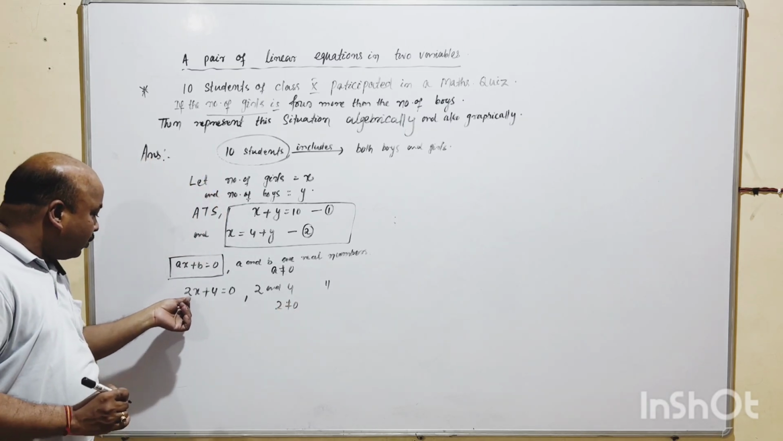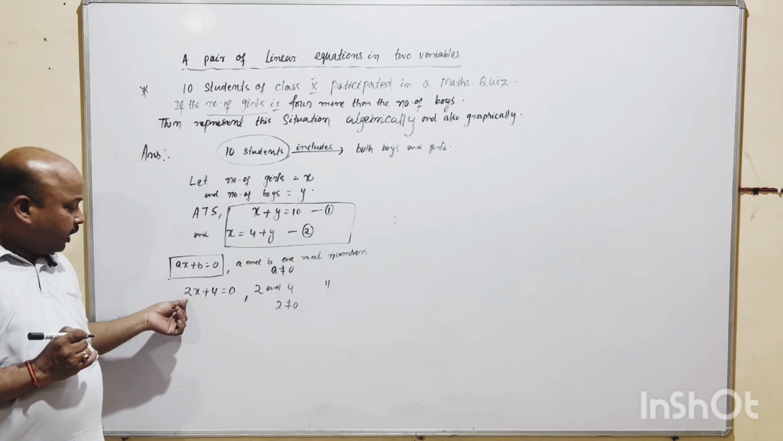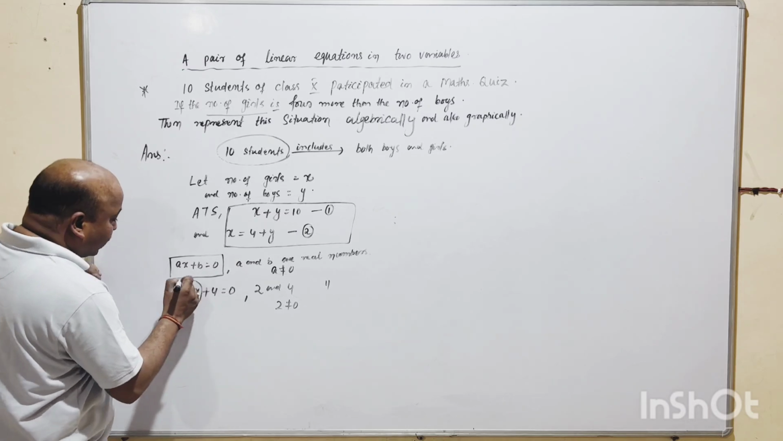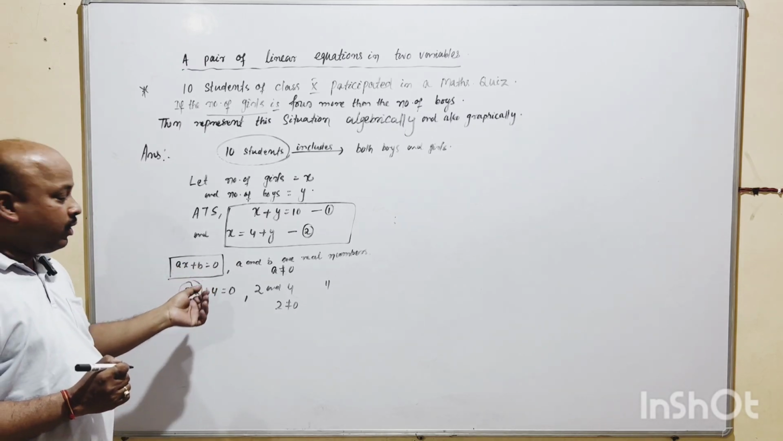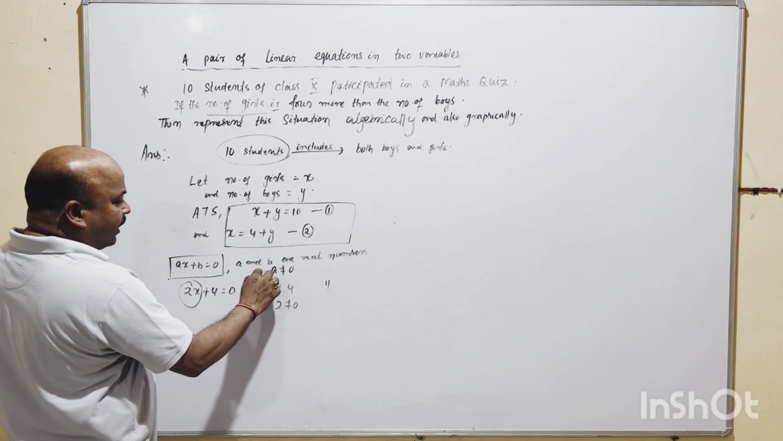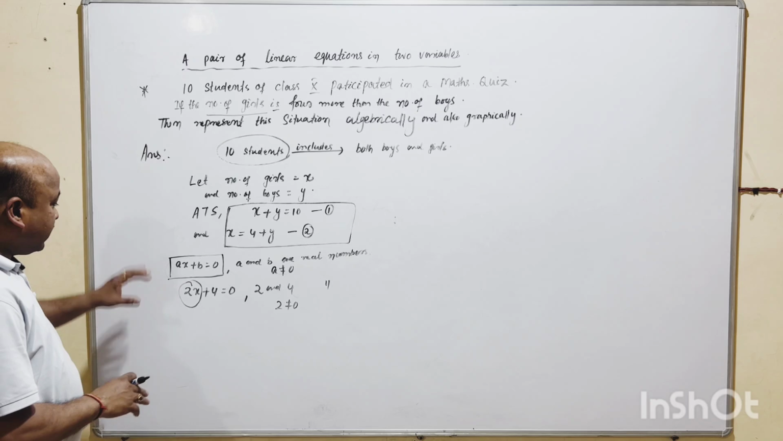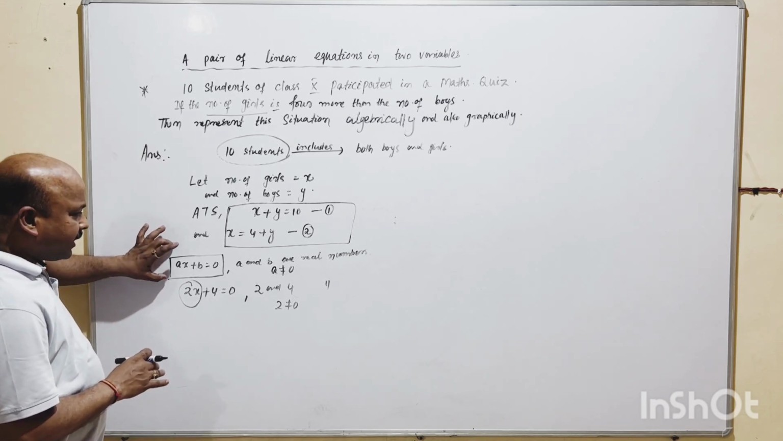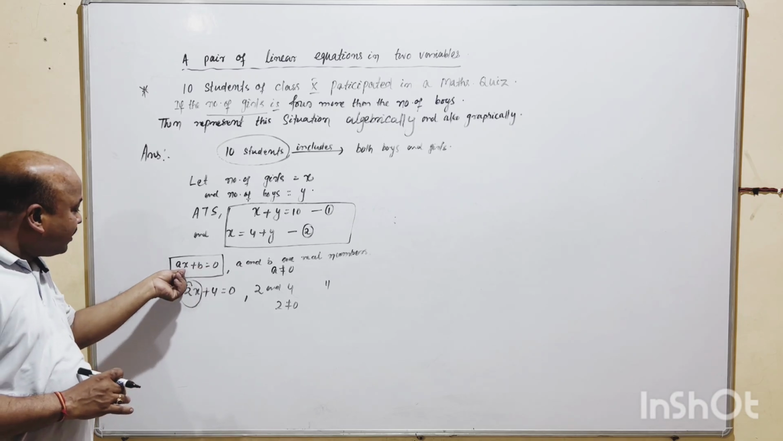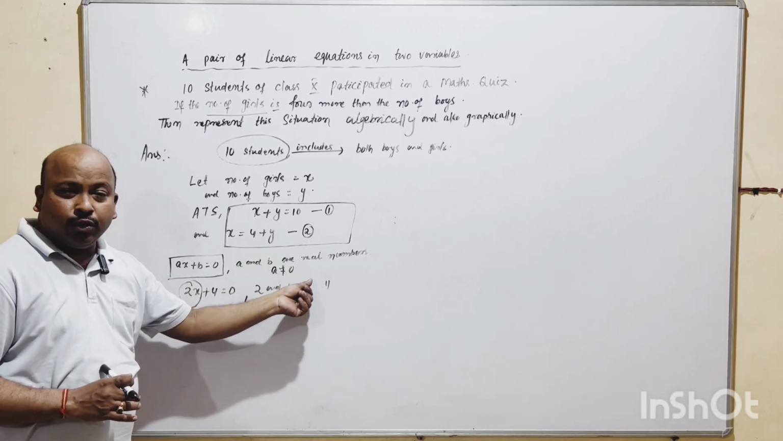Suppose 2 is equal to 0. If 2 becomes 0, then the expression becomes 4 equal to 0, so it is not a linear equation in one variable. So the condition is ax plus b equal to 0, a and b are real numbers, a is not equal to 0. This is the algebraic representation of a linear equation in one variable, where x is the variable, a and b are real numbers, and a is not equal to 0.